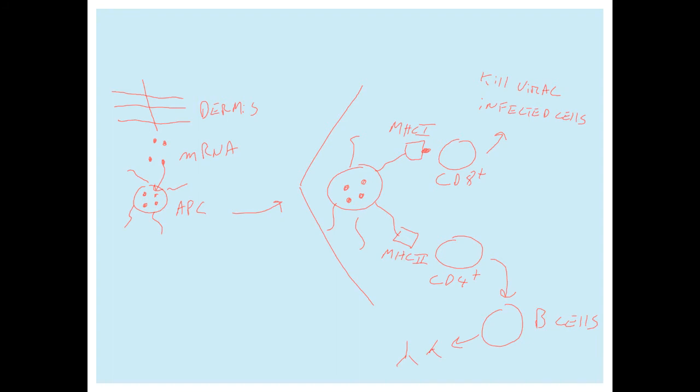These antibodies would be directed against the S protein, or the spike protein. This is thought to be the generalized schema by which the mRNA vaccines work.